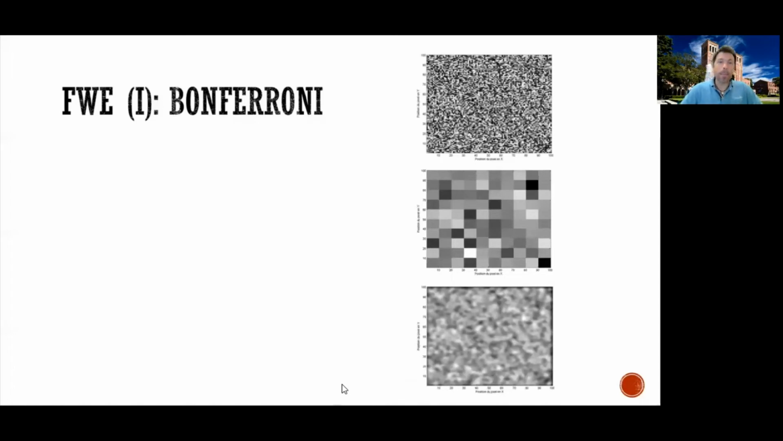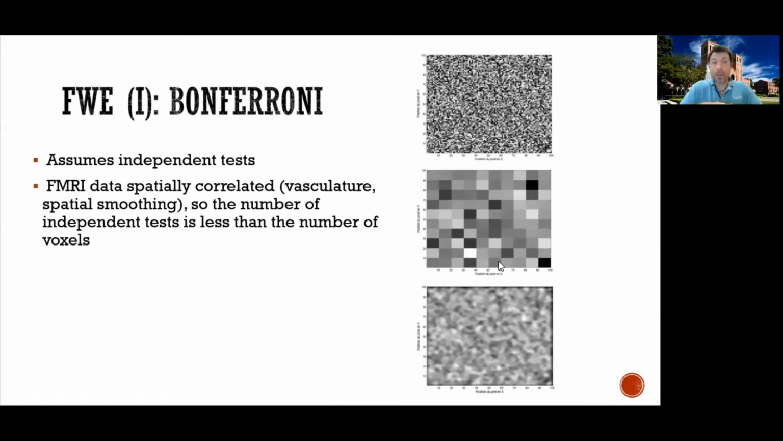Now, Bonferroni is great. However, it does have one very important assumption. It assumes that the tests, the 100,000 tests that you're doing, are independent. And so, for example, it assumes that the values look something like this, or maybe like this. Unfortunately, fMRI data, as you know well, are not independent, or rather, fMRI voxels are not independent of each other. fMRI voxels are spatially correlated, meaning the values of voxels nearby are dependent upon each other, are correlated.